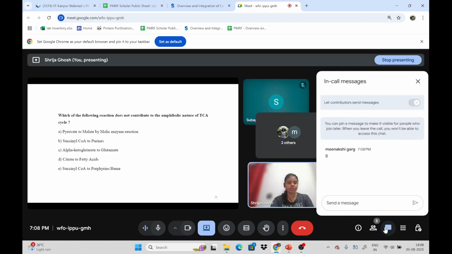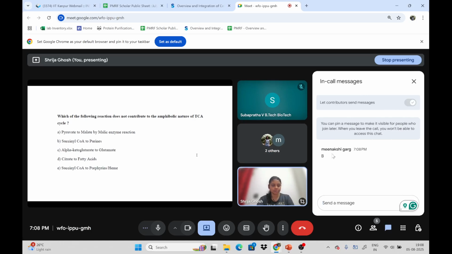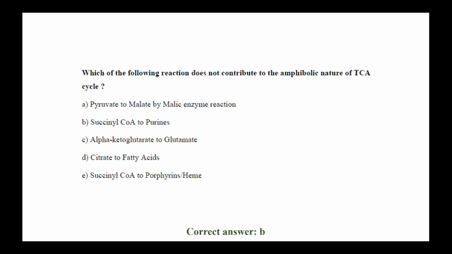If you know the answer, you can write it in the chat box. I see Meenakshi has written option B, that is succinyl coenzyme A to purines. Okay, so both of you are agreeing to option B. That is the correct answer.